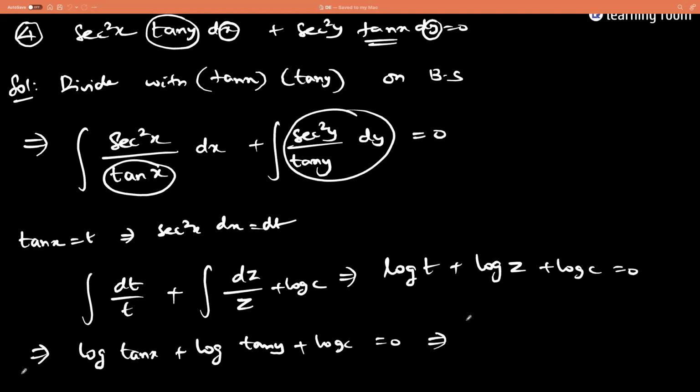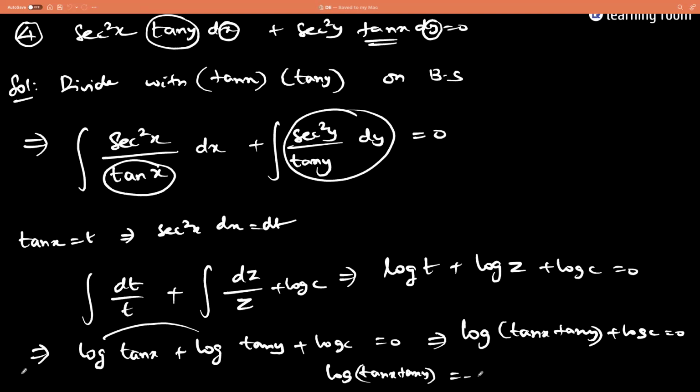Which implies log tan y is equal to minus log tan x minus log c. Or we can do one thing, a simpler process. If I multiply these two, I'll get log of tan x into tan y plus log c is equal to 0. So log of tan x into tan y is equal to minus log c, which implies tan x into tan y is a constant. That will be the answer.